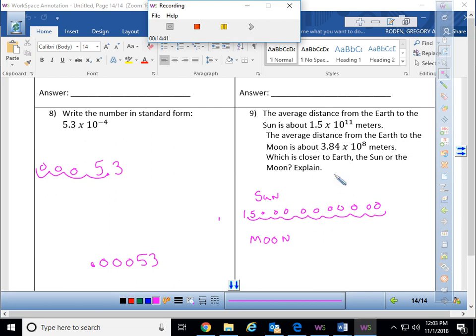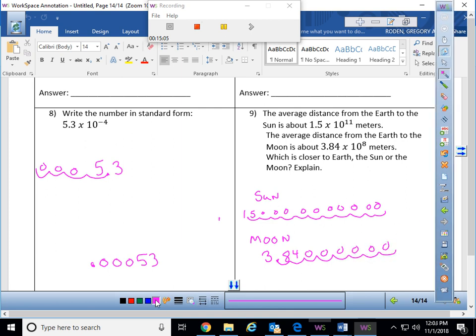Now the moon is 3.84 times 10 to the 8th. So 1, 2, 3, 4, 5, 6, 7, 8. So there's a 0 here, 0, 0, 0, 0, 0.